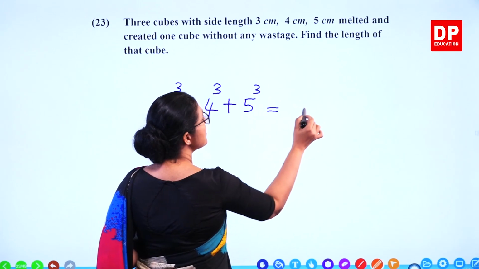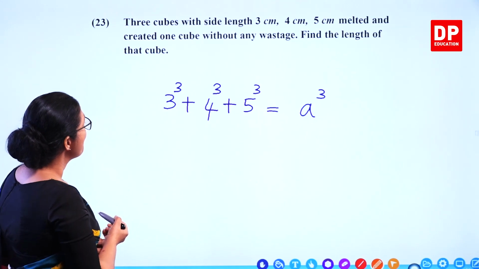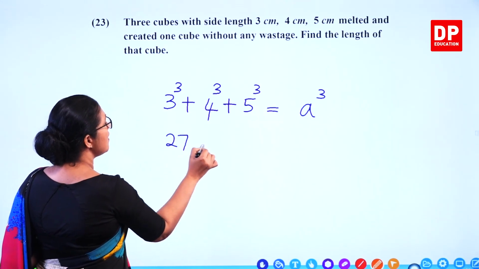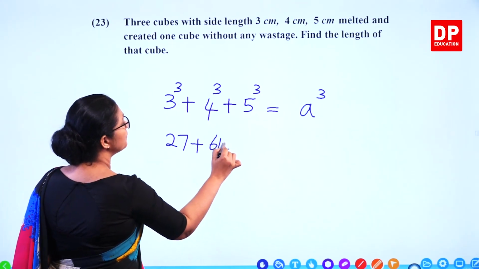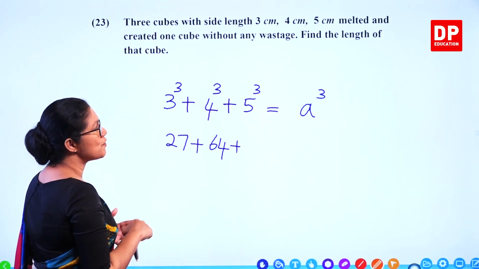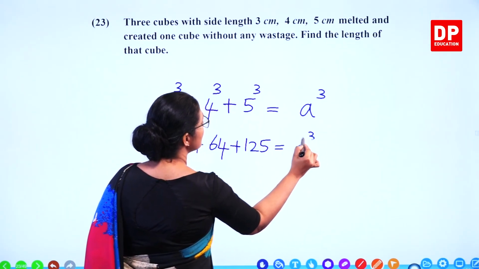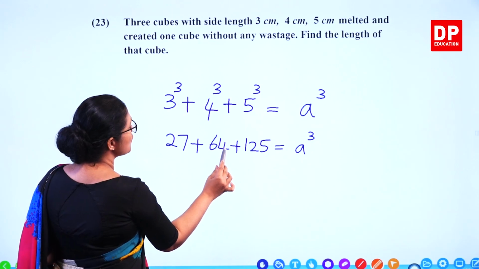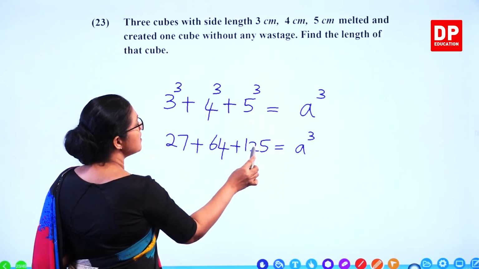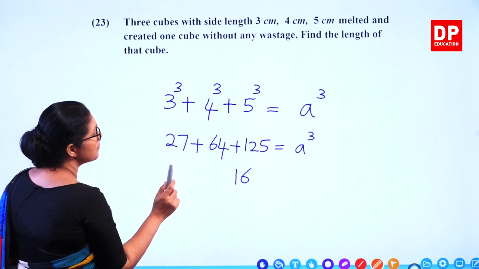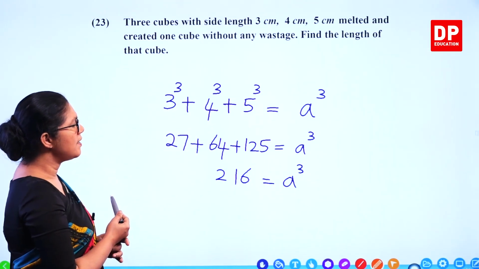So if A is one side, this is A cube. And we need to find A. 3 to the power 3, that's 27. What's 4 to the power 3? 4 times 4, 16. 16 times 4, 64. 5 to the power 3. 5 times 5, 25. 25 times 5, 125. What's the total? 7 plus 4, 11. 16, 1 remaining. 3, 9, 11 and 1 remaining. 216. Can you remember we did that before?